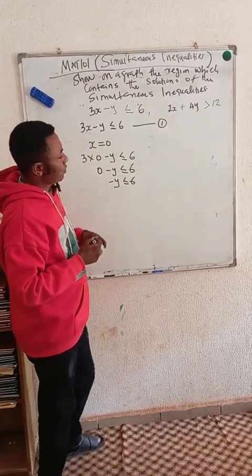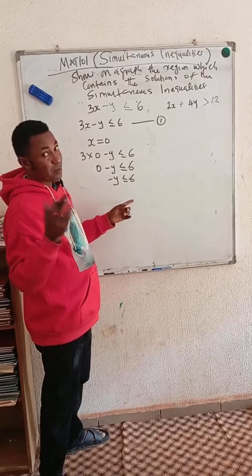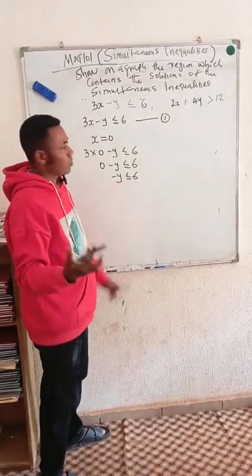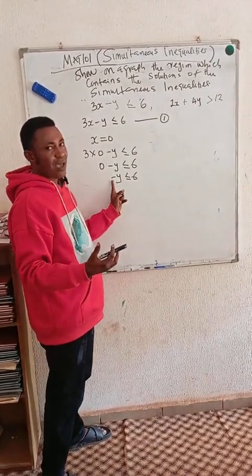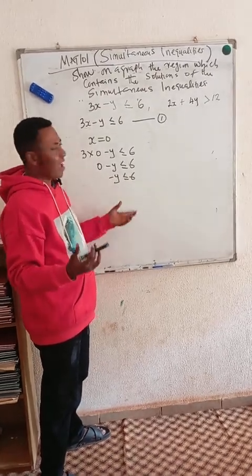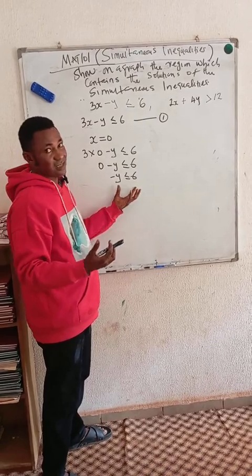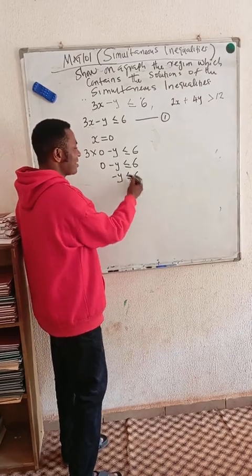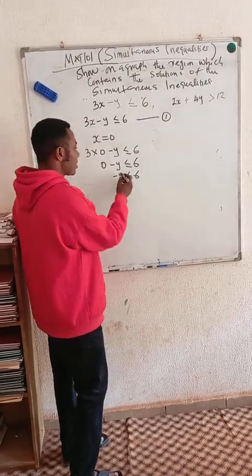Now, what are we going to do? If you have not watched my previous video on inequality, please go back and watch it. It will help you a lot in this. Now, minus y less than or equal to 6. Anytime we multiply or divide an inequality by a negative sign, the inequality sign changes. Look at it.